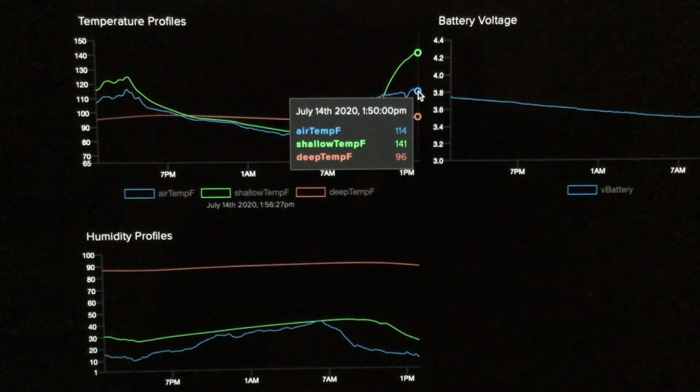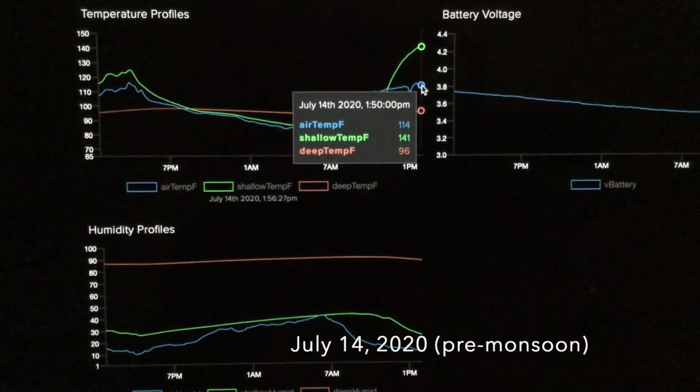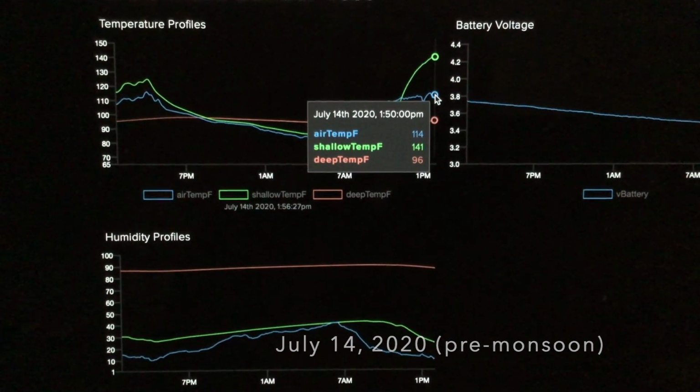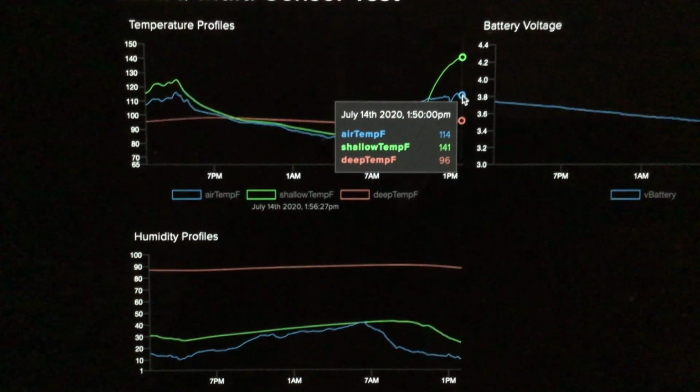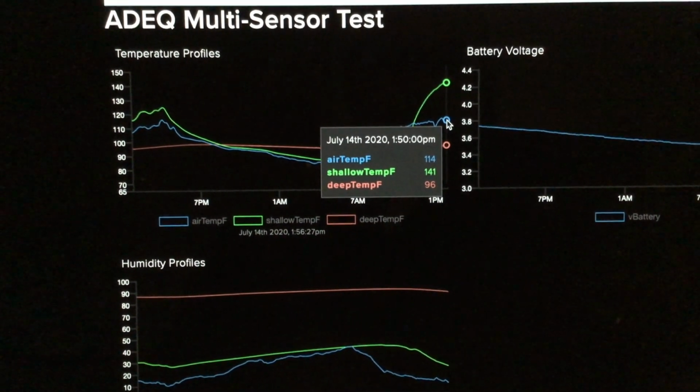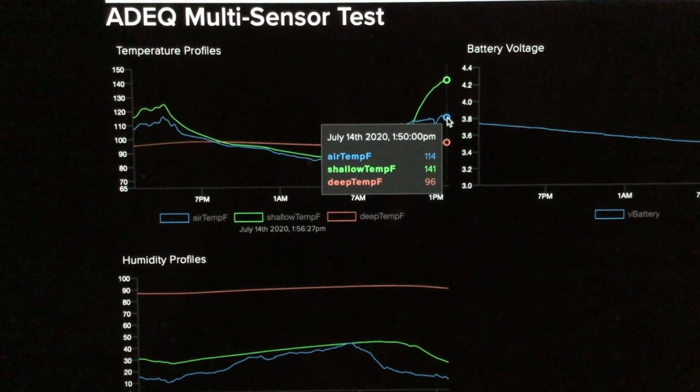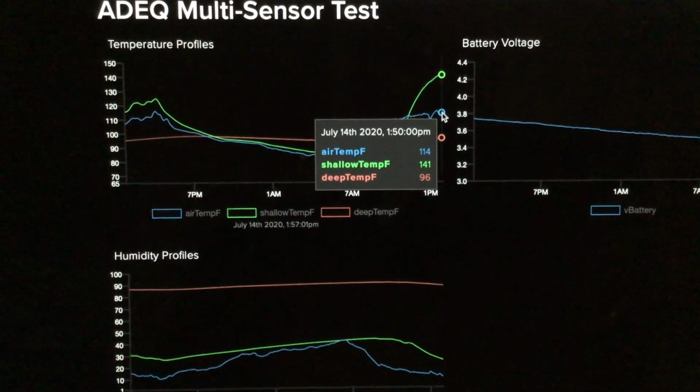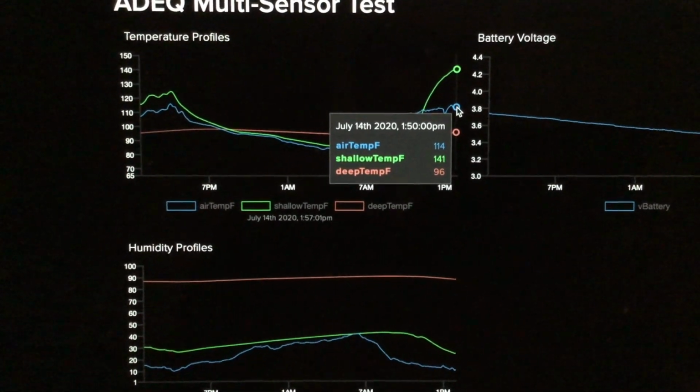So I've been checking in on this installation over the course of the day between tasks, and I noticed that my shallow temperature shot up to 141 degrees. That's for the SHT10 that's just buried about an inch beneath the soil surface. That seems really high, so I'm going to compare that to what's going on outside.